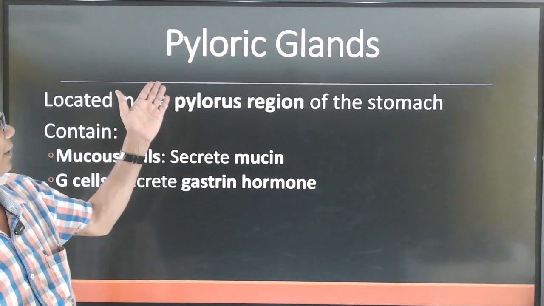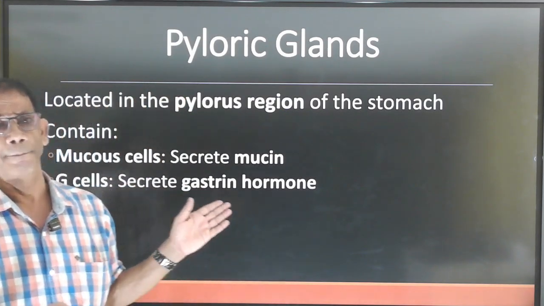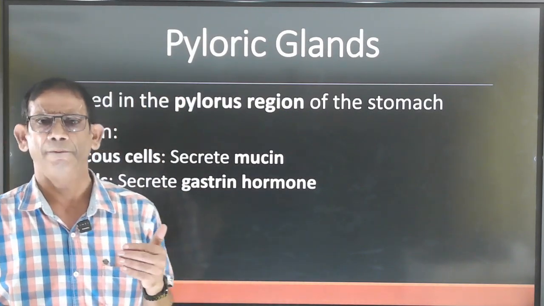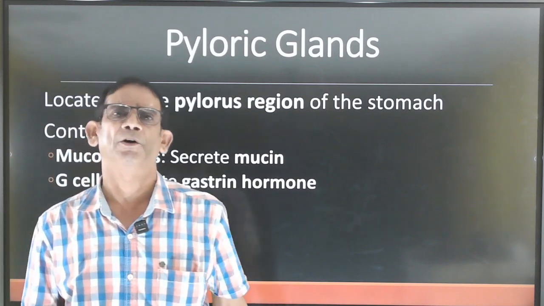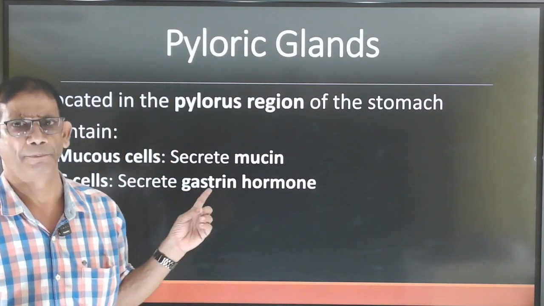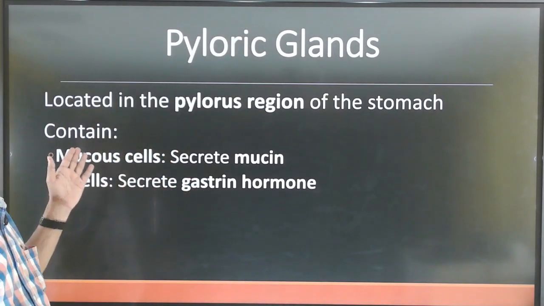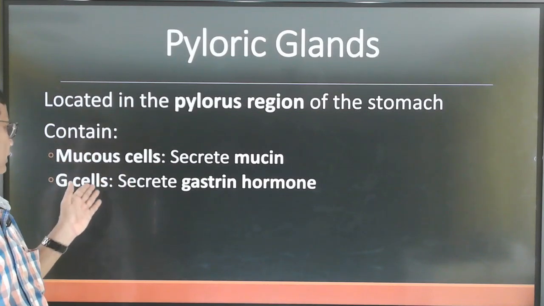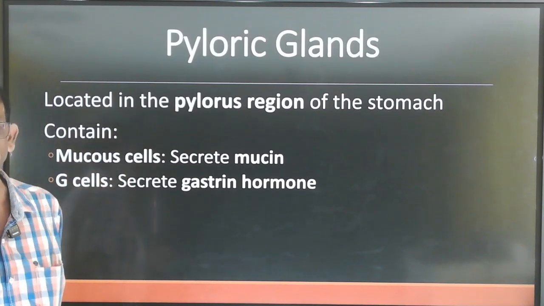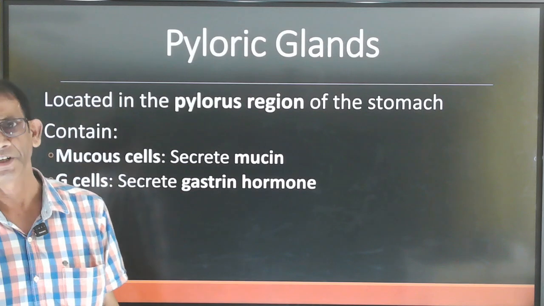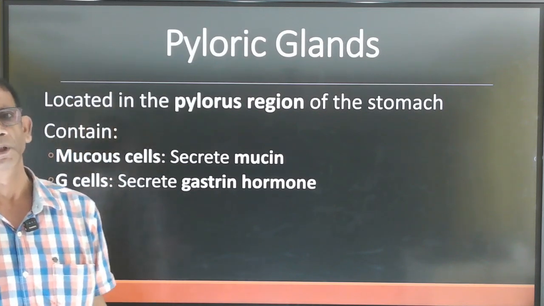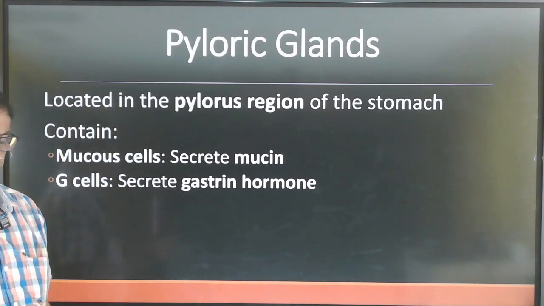Next is pyloric glands. Pyloric glands are present in the pyloric end of the stomach, which have two types of cells. One is mucous cells, the other is G cells. G cells secrete gastrin hormone, whereas mucous cells secrete mucin.